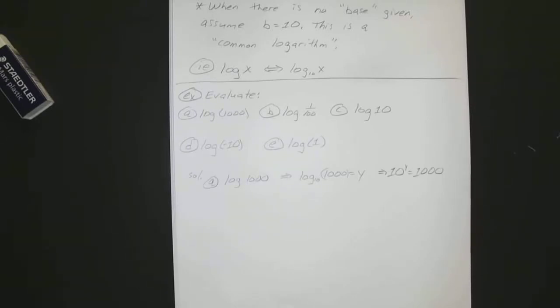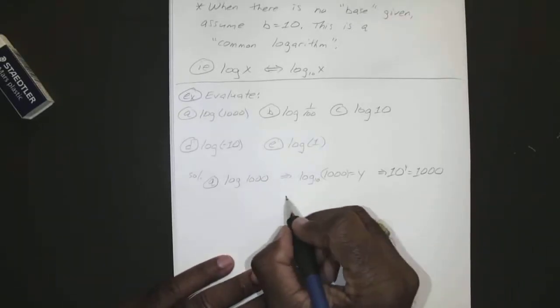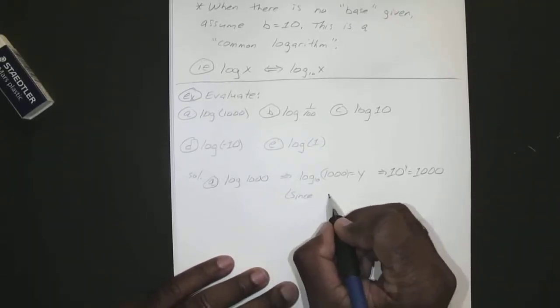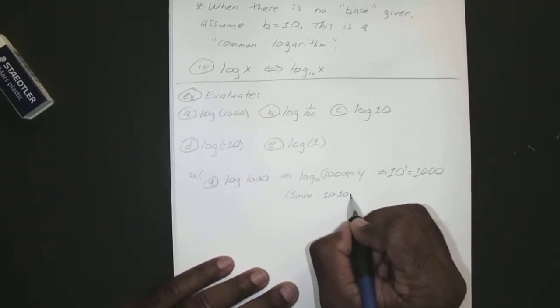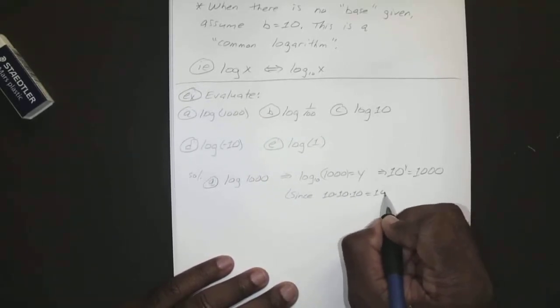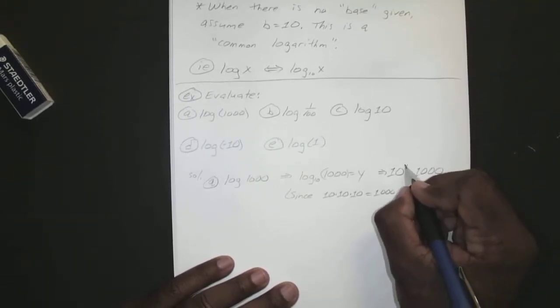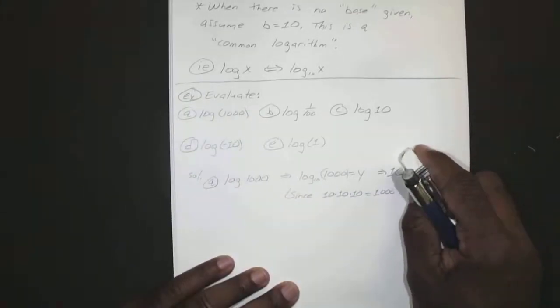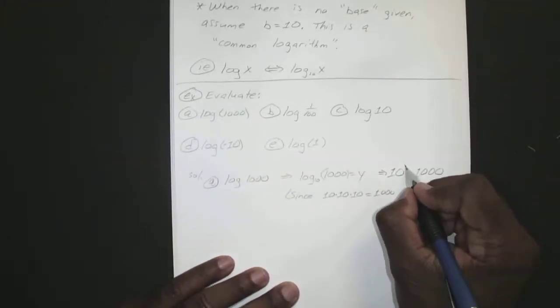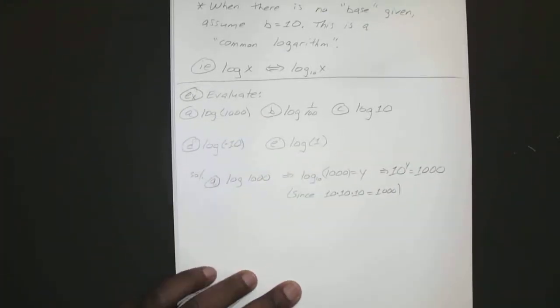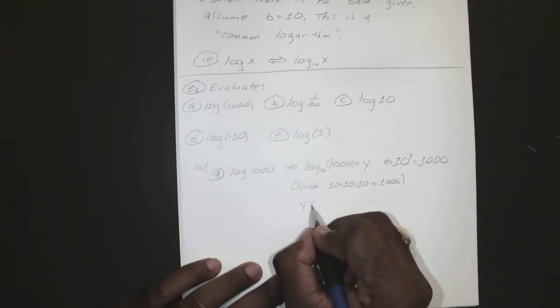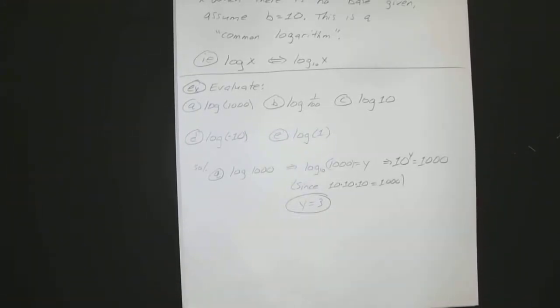Okay, so we know 10 times 10 times 10 is 1,000. So since 10 times 10 times 10 equals 1,000, that means y would have to equal 3. All right. Any questions on that one?